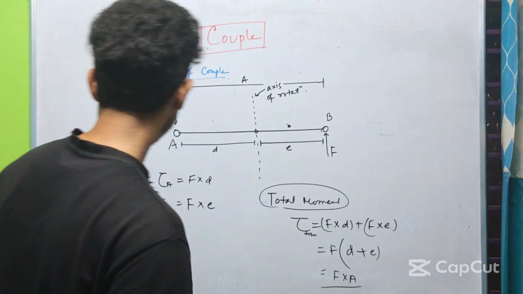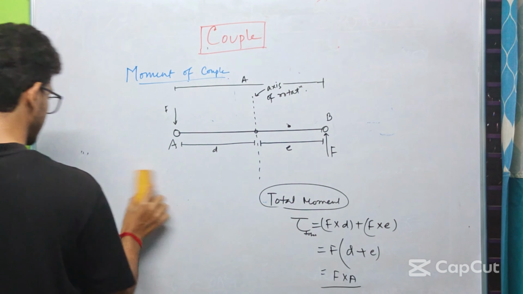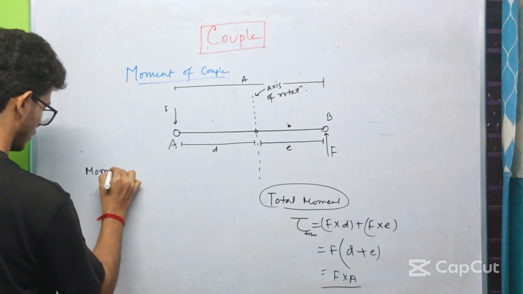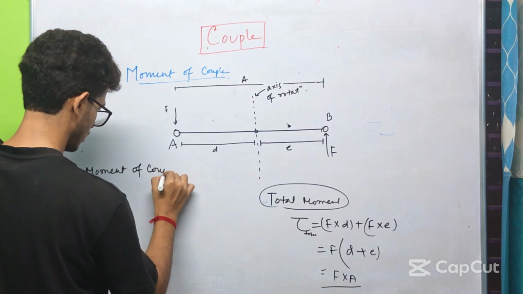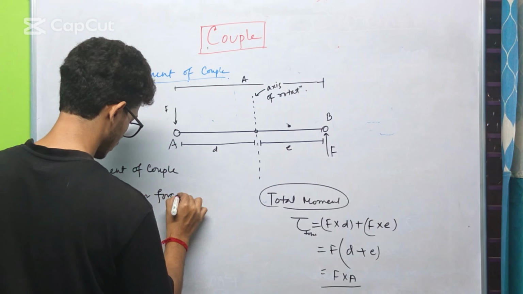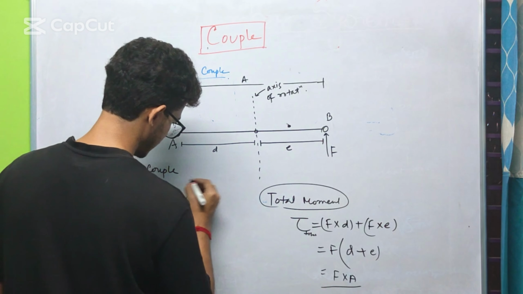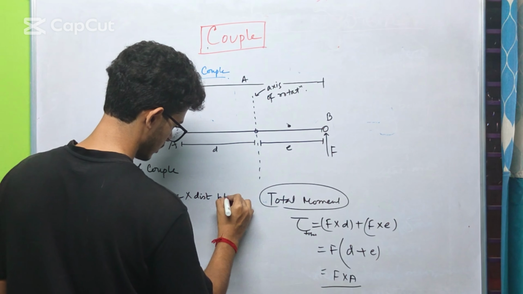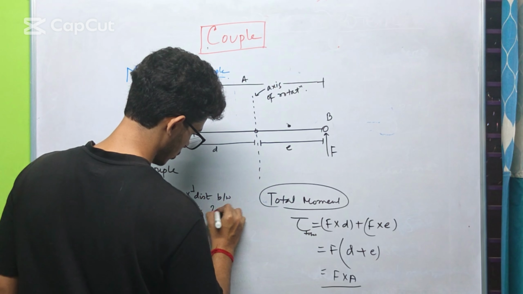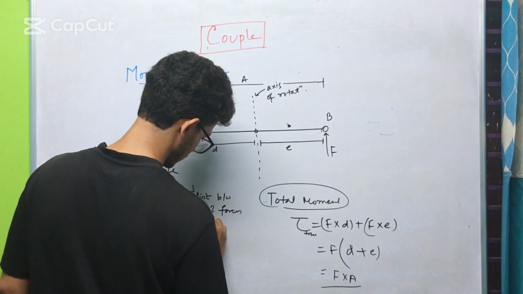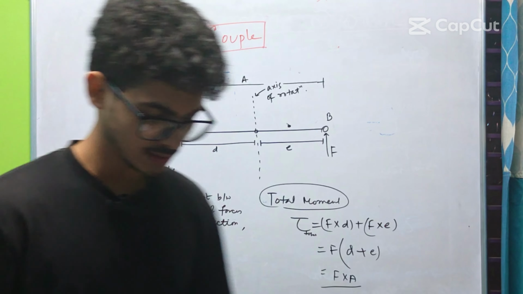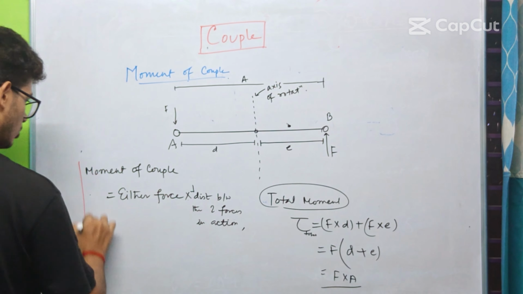So we can write the generalized formula as: moment of couple is equal to either force into the perpendicular distance between the two forces in action. Okay, so this is the derived formula for moment of a couple.